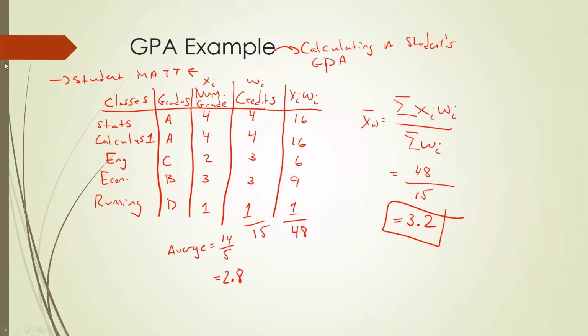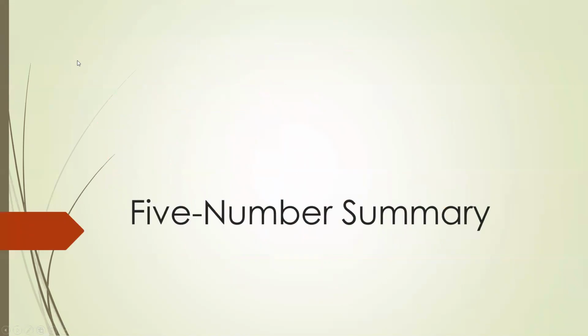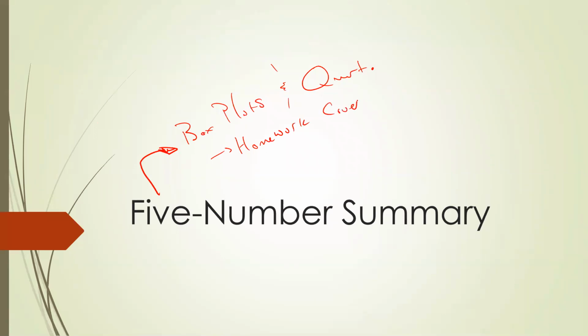All right, so let me just get started on the next section here. This is called the 5-number summary. This is going to be our introduction to box plots and quartiles. This is primarily what your homework is about. And also, if you look back in the notes or in the syllabus, we have a midterm in this class. I'll always ask a question on the midterm about this 5-number summary, okay?